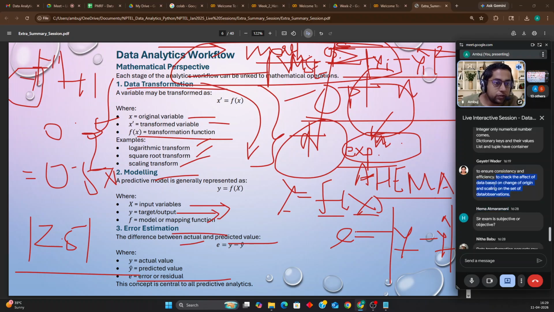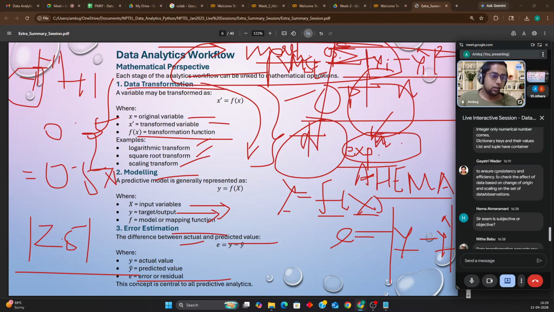To check the effect of data based on the change of origin and scaling on the set of data and/or observations, this you should mention first. After that, you should write "to ensure consistency and efficiency" and write down full sentences. Don't just give the objective answers. If it is a subjective question, write down the subjective answers.